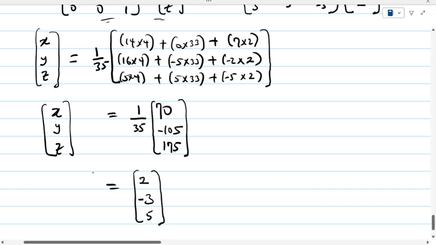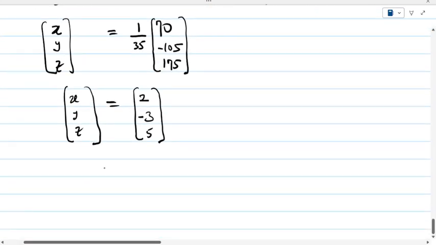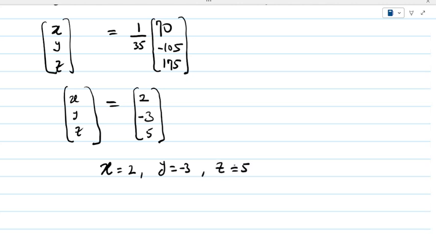So we can now compare the corresponding values in order to get our unknown variables. So our x equals to 2, y equals to minus 3, and z equals to 5. And that gives us our result.